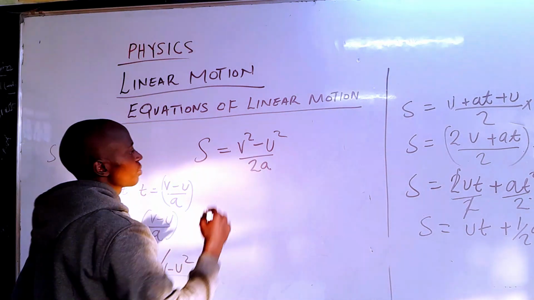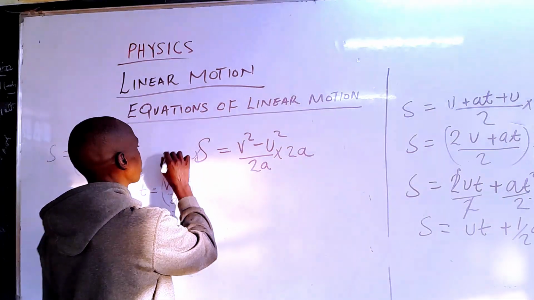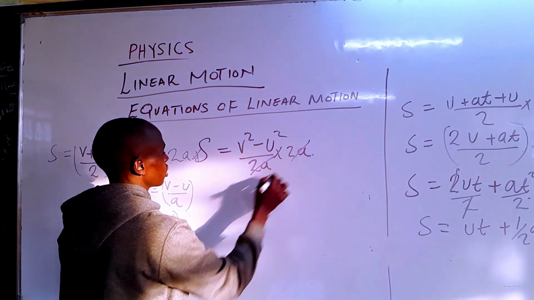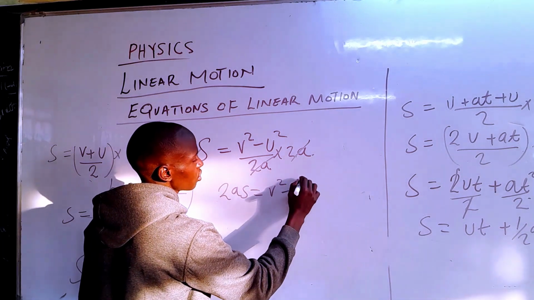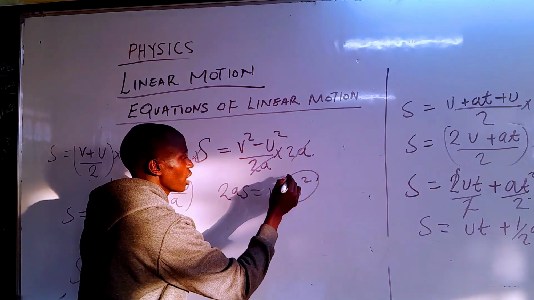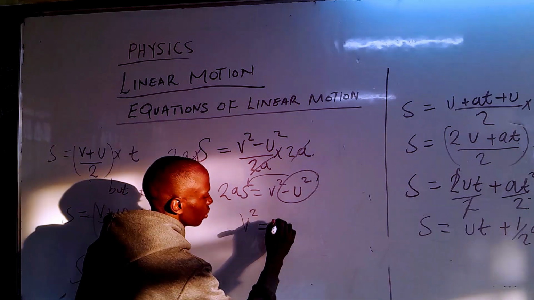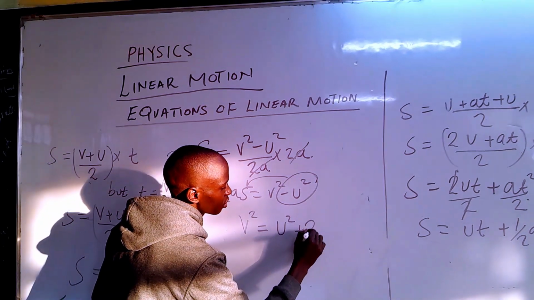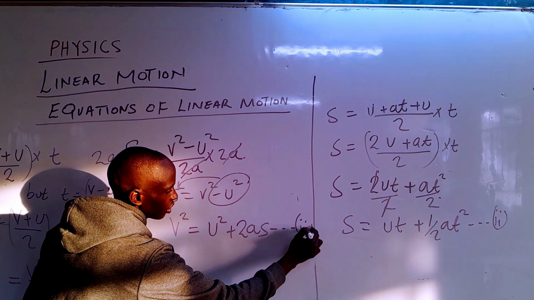We make v the subject of the formula, so we multiply with the denominator 2a on both sides. So we will have 2as equals v squared minus u squared. Let us make v the subject. We take u squared across the equal sign, so we'll have v squared equals u squared plus 2as. This is our third equation.